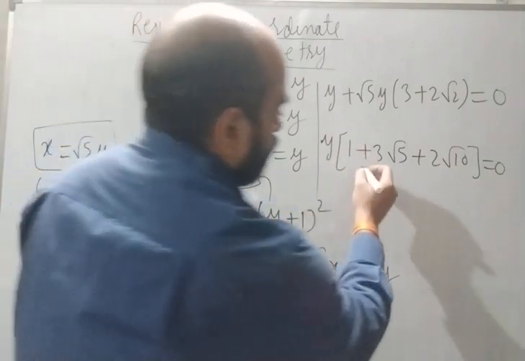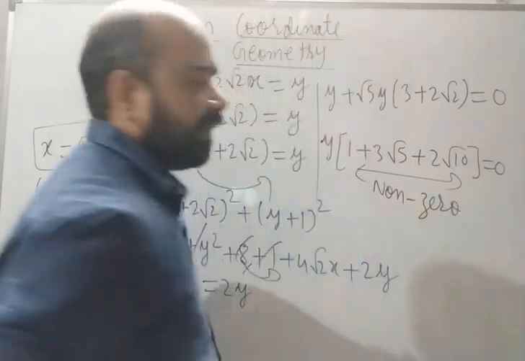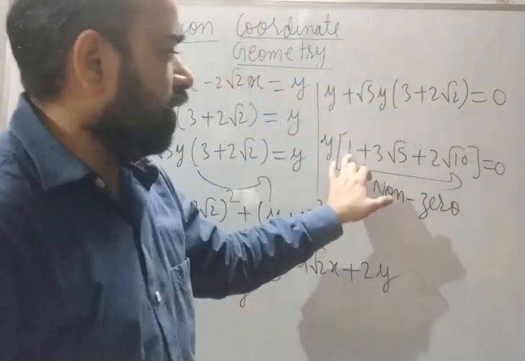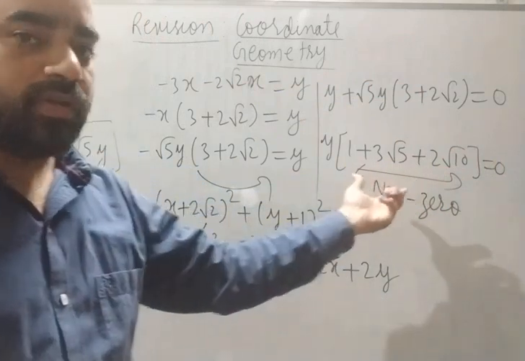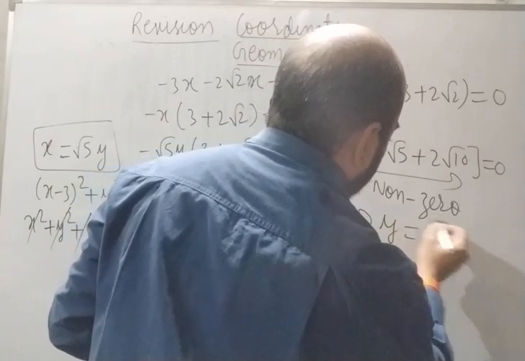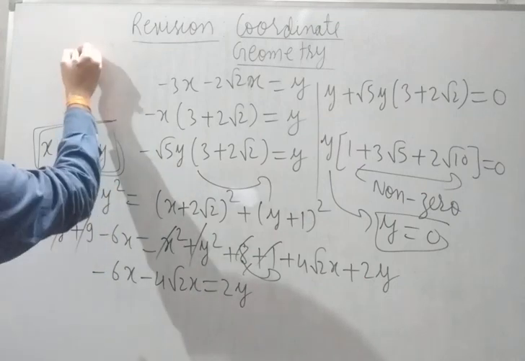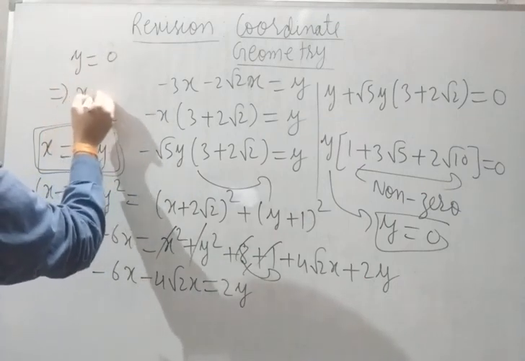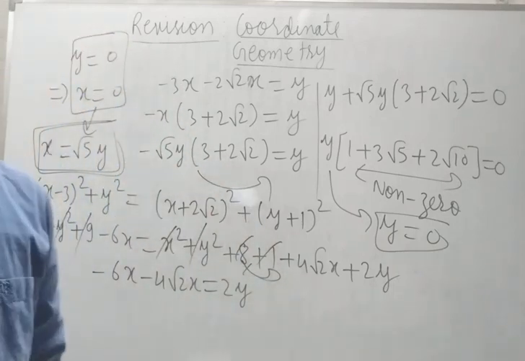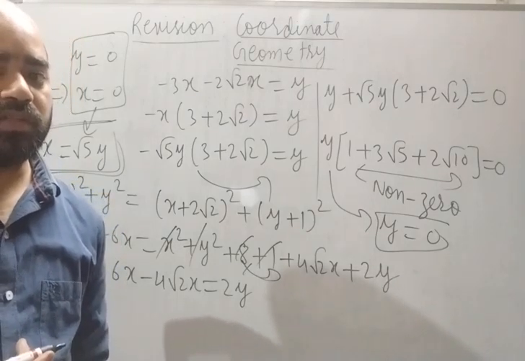So see, this is also a number which is not equal to 0. It means this is a non-zero number. Again same concept. Product of two numbers is 0, one number is non-zero. See, 1 plus 3 root 5 plus 2 root 10 is non-zero. So the other one will definitely be 0. It means y will be 0. Now if y is 0, from the first equation, what will you get? x is also 0. It means again we are having the answer: origin is the circumcenter of the triangle, or the center of the circle passing through the three vertices.